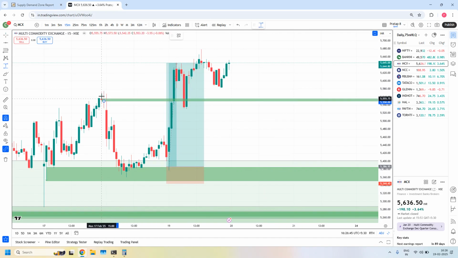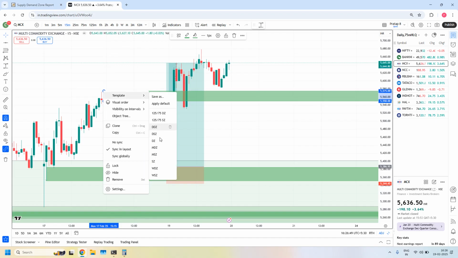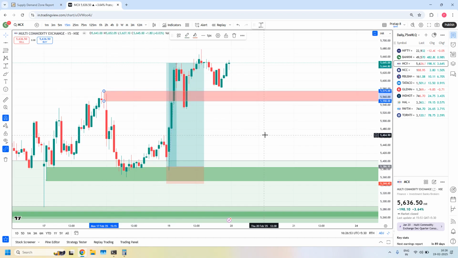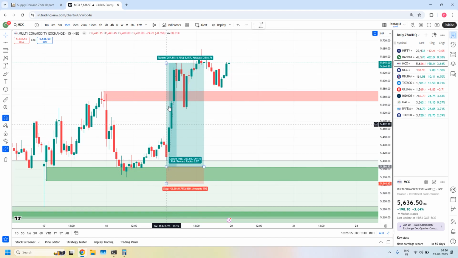You might have exited your trade in this 15-minute supply zone. This is our entry. This is our target. This itself could have been a very good profit for you.